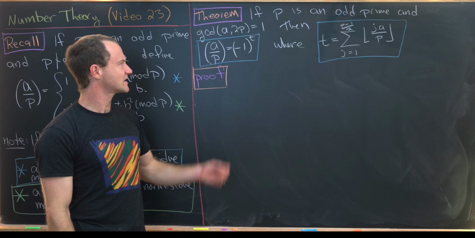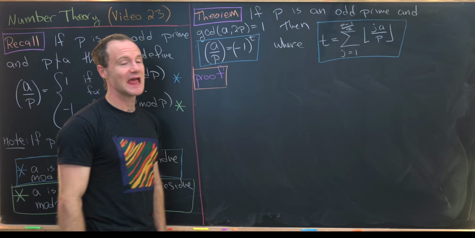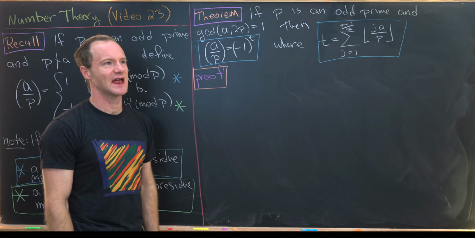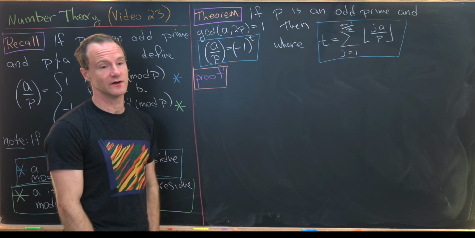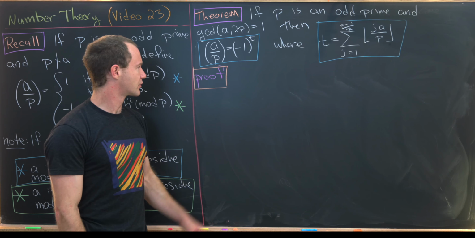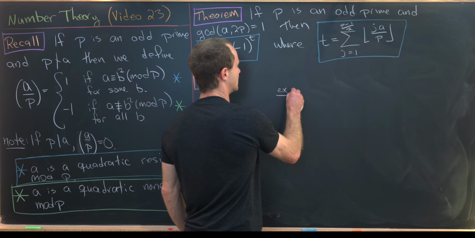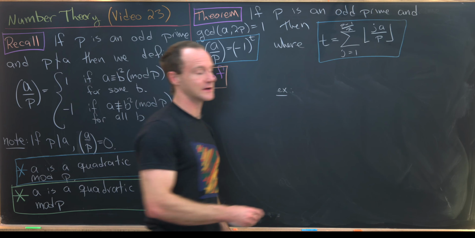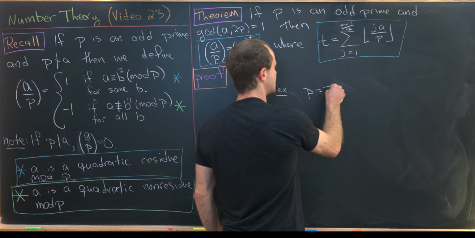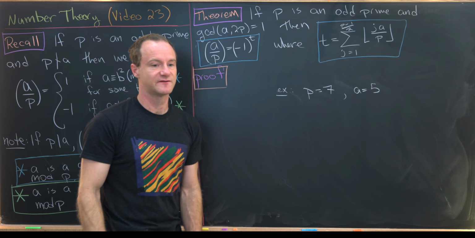And you'll see that we'll actually get a nice corollary of this at the end if we set a equal to 2, but we're going to present that as a corollary kind of free of this theorem. Okay. So before we get going with the proof, even though I've written proof here, let's do a little bit of an example of this thing happening. So let's say our prime P is equal to 7 and our integer a is equal to 5.